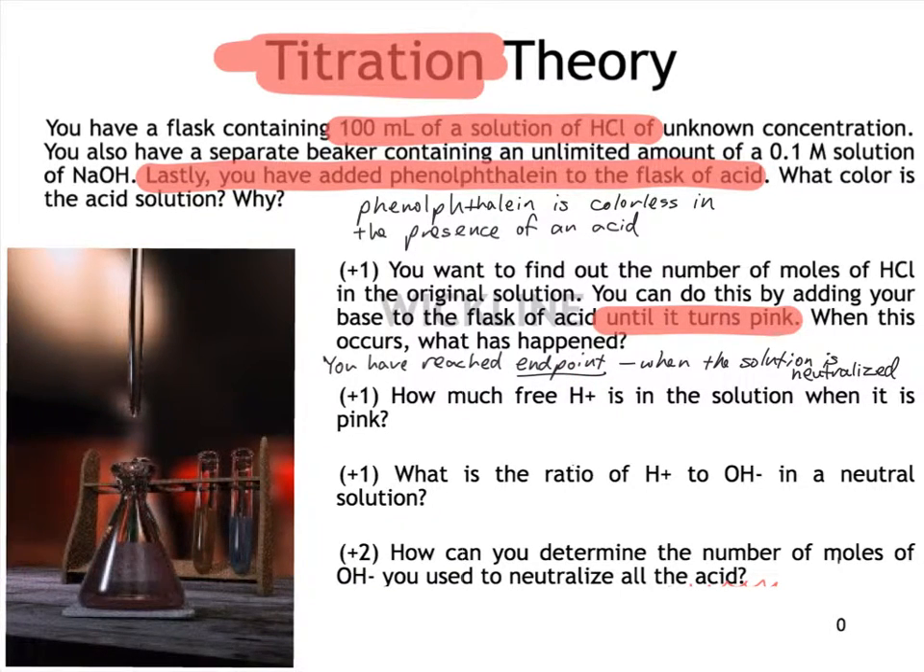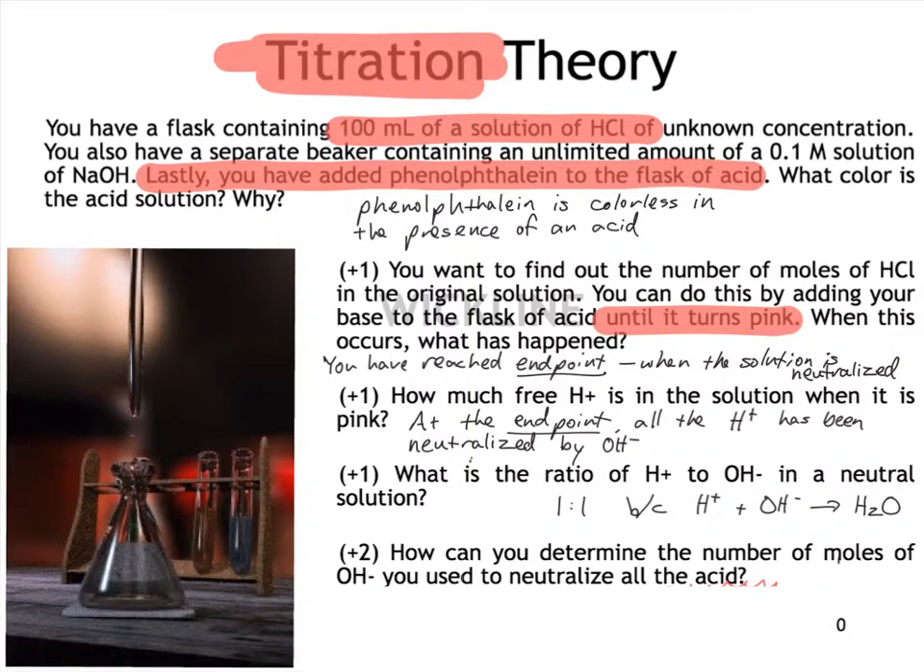So the end point is when the solution is neutralized. When that end point is reached, you have no free hydrogen left because it's all been neutralized by hydroxide. That also means the ratio of hydrogen to hydroxide would be 1:1. So when the solution reaches the pink state, you have gone from acidic into the territory of neutral, almost basic, and you have an equal number of moles of hydrogen and hydroxide at the end point here.